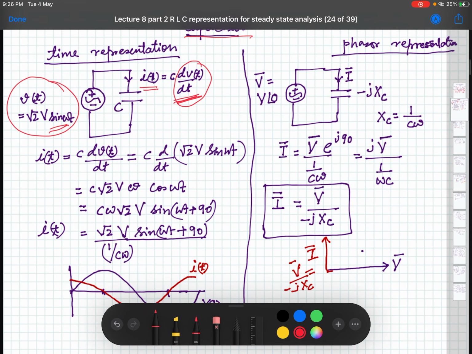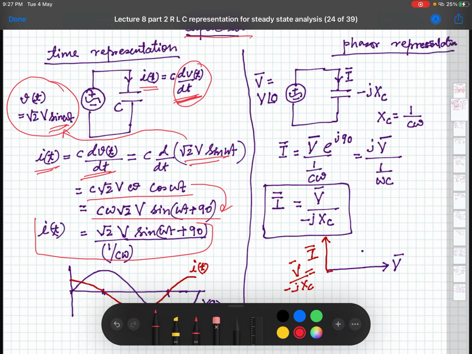So i(t) can be calculated as C dv/dt, and this is the value of v we have. Accordingly, if you take that, this is what you have as i(t): 1 by C omega, and this is cos omega t, and I can write i(t) as this relation.